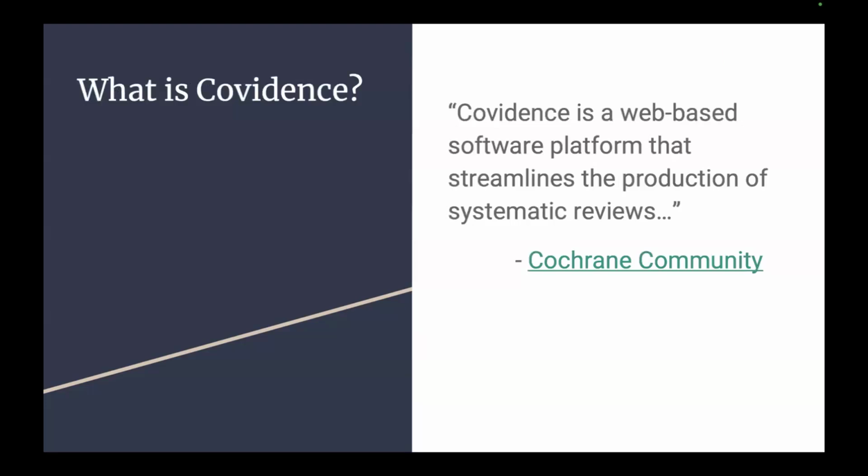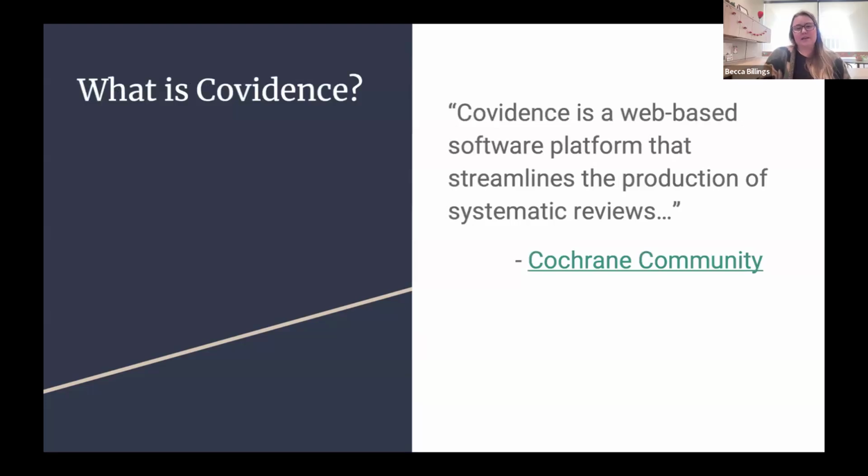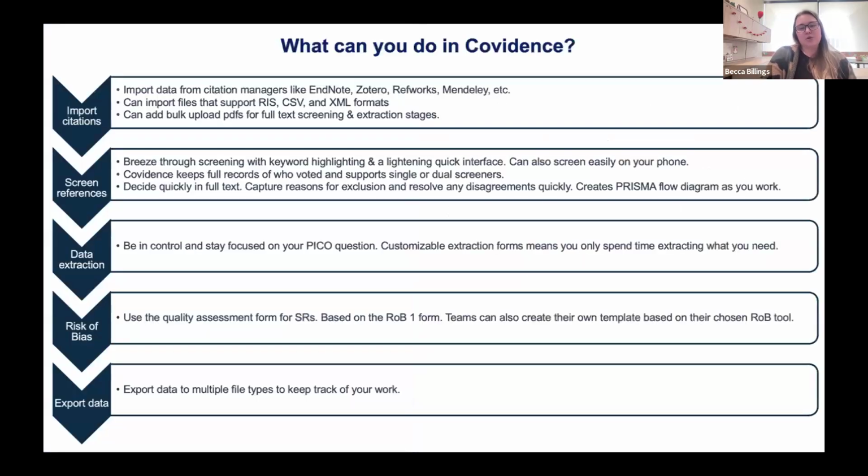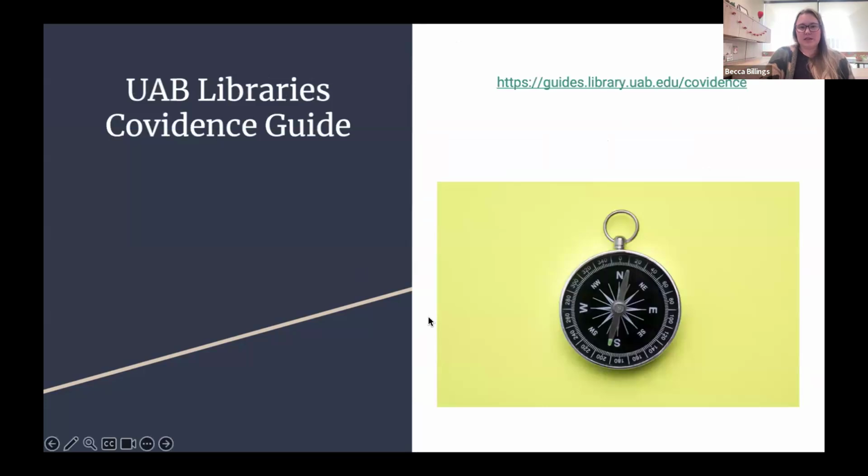All right, so the Cochrane community heavily uses Covidence, and they define it as a web-based software platform that streamlines the production of systematic reviews. But again, you can use Covidence for a literature review assignment anywhere that you're looking at quite a few references, and you don't necessarily want to use a citation software tool like EndNote or Zotero to screen. You can use Covidence to do that. So there are different tools and they serve different purposes. But we are going to get into that now.